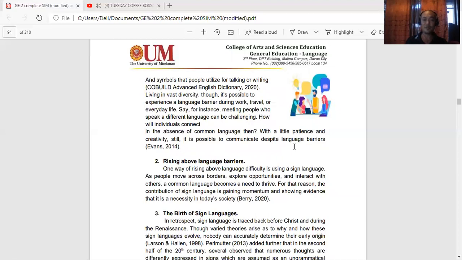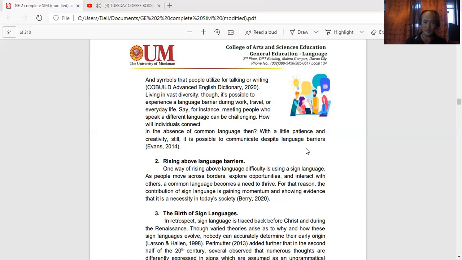Say, for instance, meeting people who speak a different language can be challenging. How will individuals connect in the absence of a common language then? So, with a little patience and creativity, still it is possible to communicate despite language barriers. That's according to Evans of 2014.